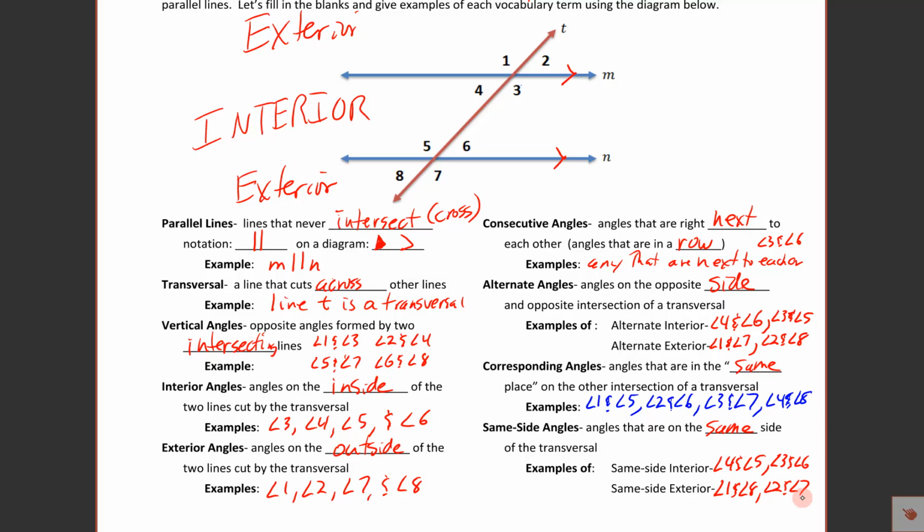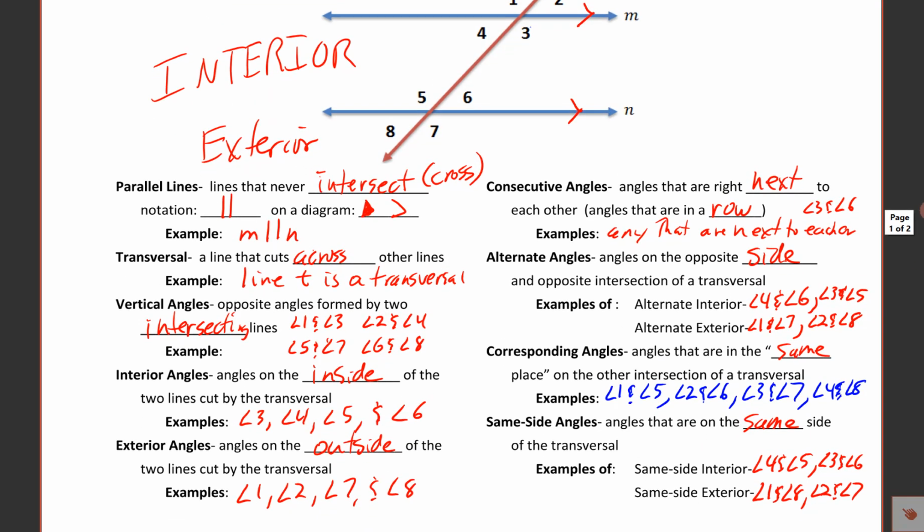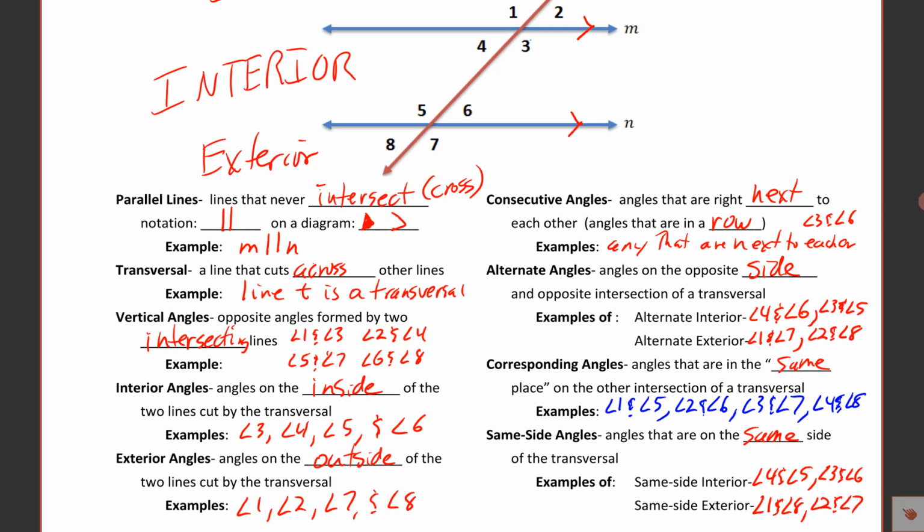Okay, now that's a little bit on the small side. I'm hoping that you've got all of that. I can slide this down and you can still see what's going on there on the diagram. But this is all the information.